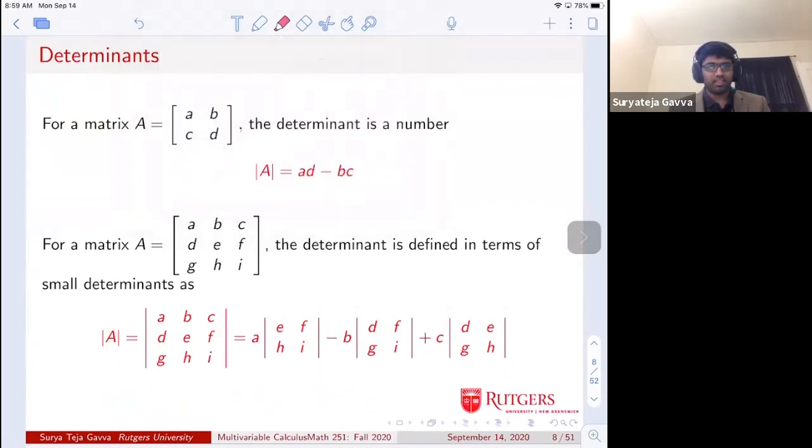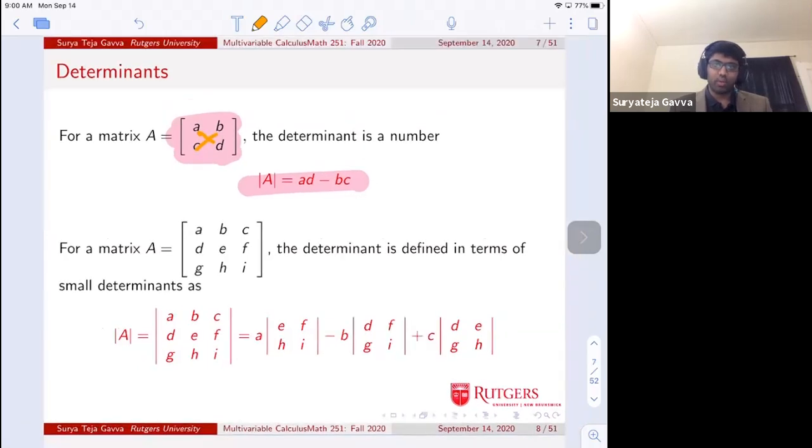Did anyone see determinants? Let me quickly refresh what determinants are. If you have a matrix a, b, c, d, which is just an array of numbers or symbols put in a bracket, the quantity ad minus bc is called the determinant of that matrix. You take the product of opposite entries and subtract them, so ad minus bc gives the determinant of a 2 by 2 matrix.